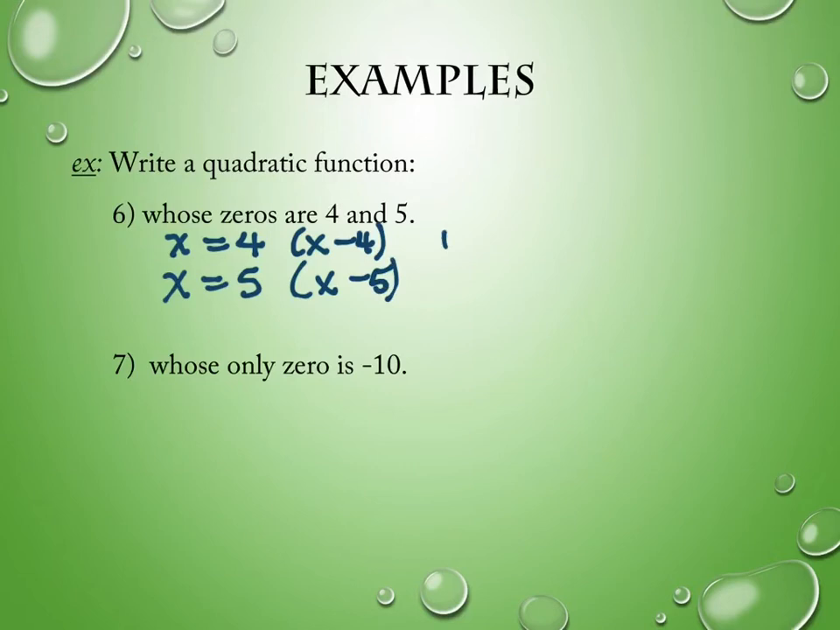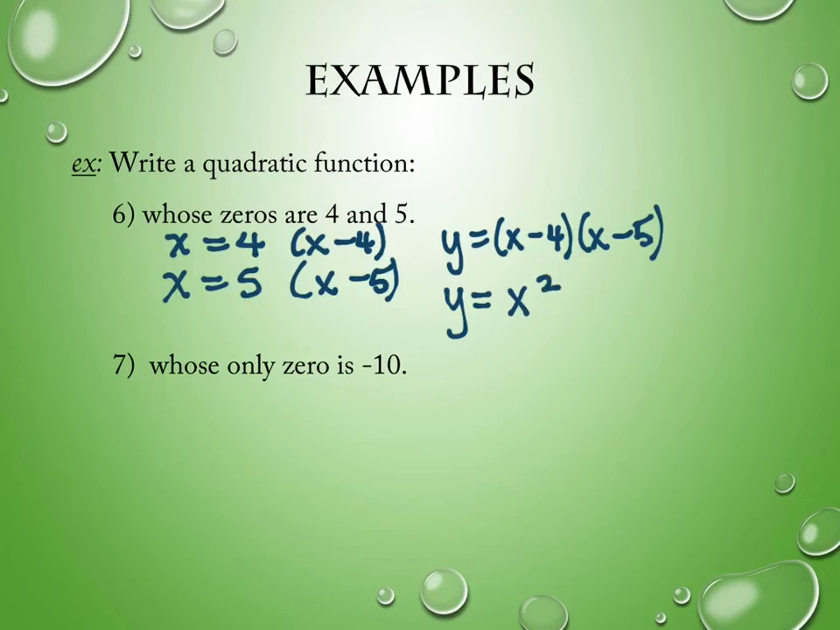So when I'm writing my equation y equals, it will have an x minus 4 in it, and it will have an x minus 5 in it. And that's all I can have in order to have a quadratic, so I'm done and I just multiply this out. So this would give me x squared minus 9x plus 20.